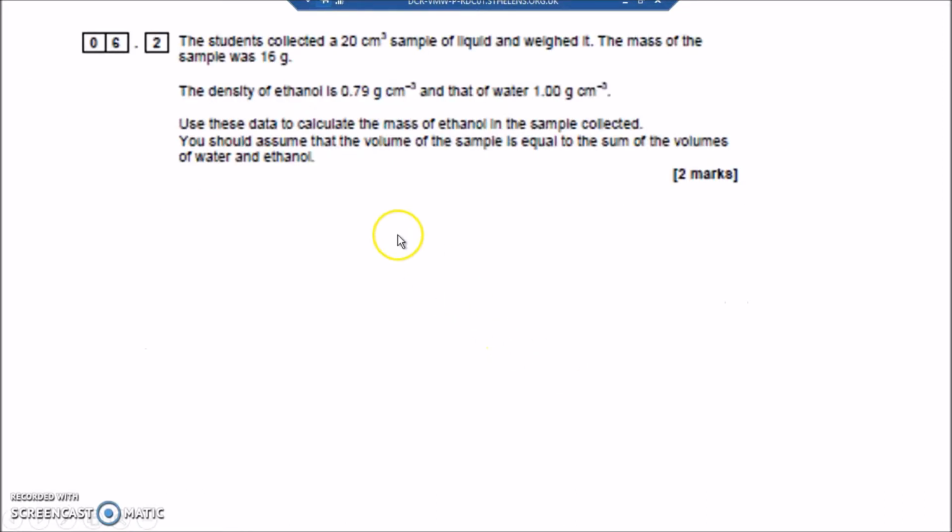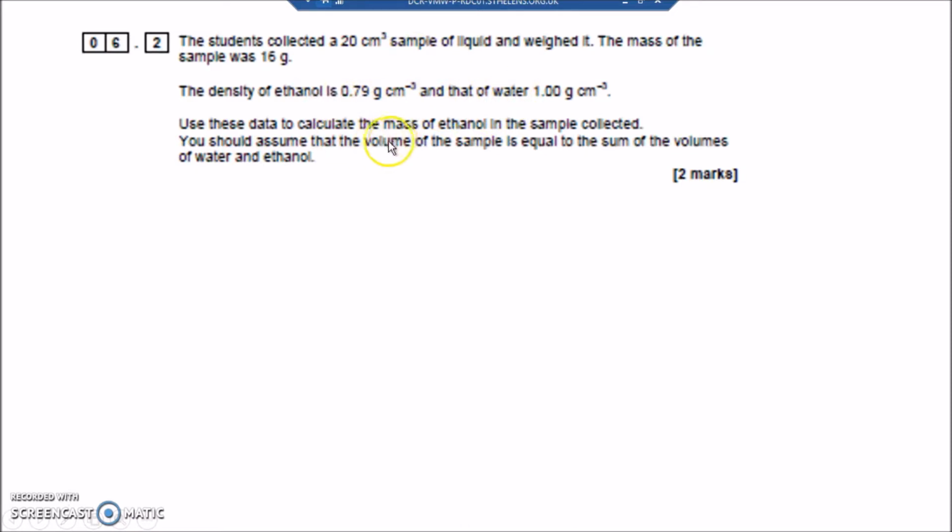Let's have a look at the next stage of the question then. Now this is a difficult question because we've been given density, which is mass over volume, but we've not got the mass. So we've got the density of ethanol, mass over volume, and we've got the density of water, which equals the mass over volume of the water, but we've not been given the mass of the ethanol or the water, and we've not been given the volume of the ethanol or the volume of the water.